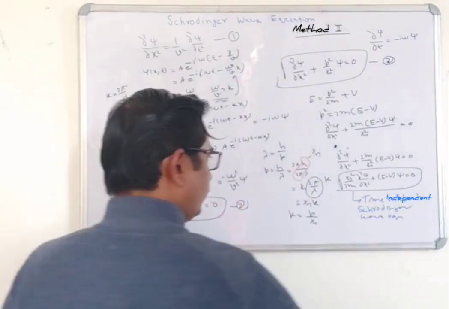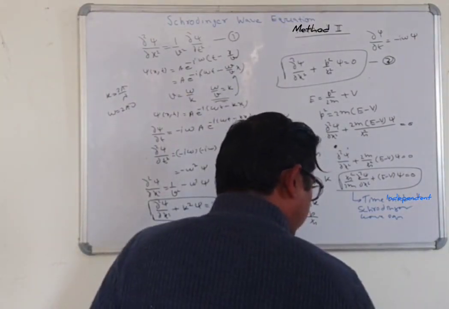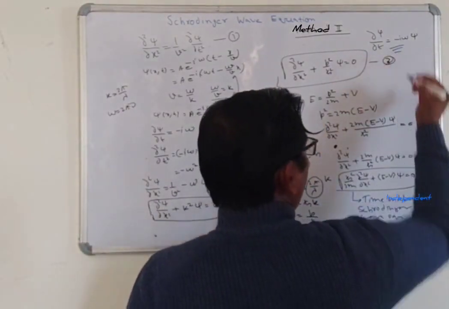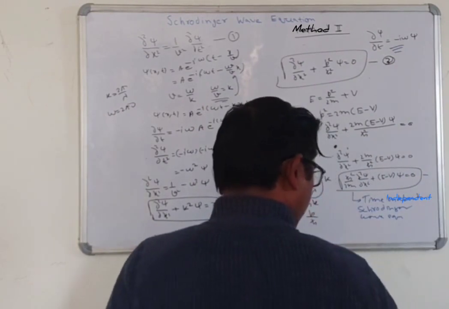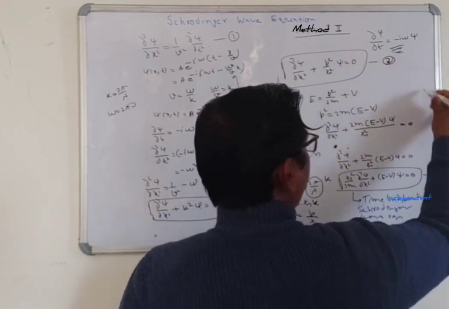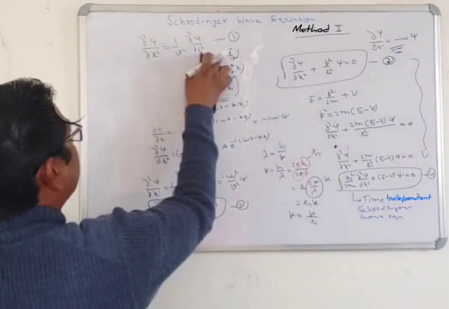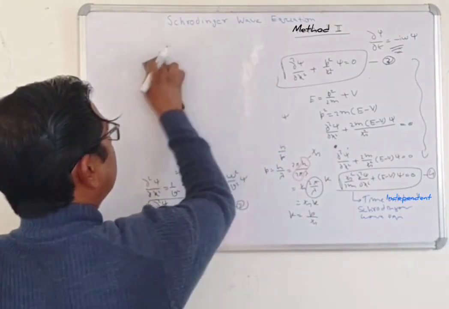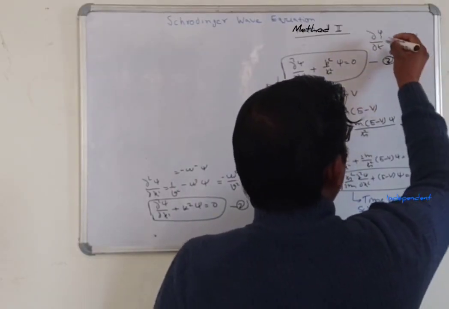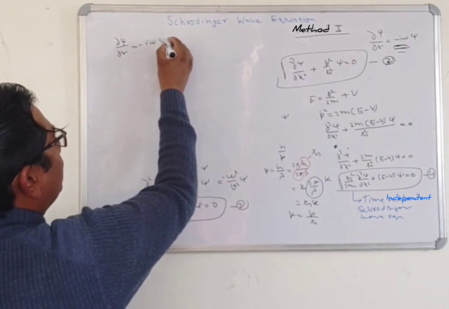Now, what is the time dependent Schrodinger wave equation? In this case, simply we will put this value. Suppose that this is equation number 4. Now, when we put this value in equation 4, you can see here this equation d psi by dt is equal to minus i omega into psi.